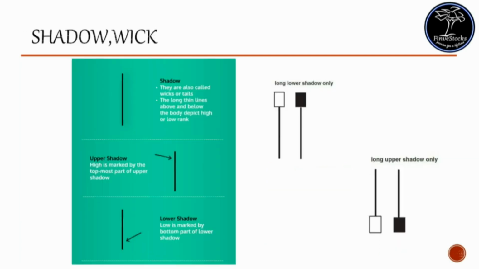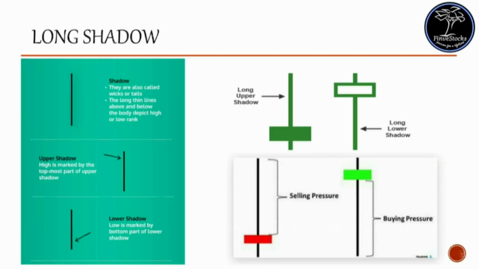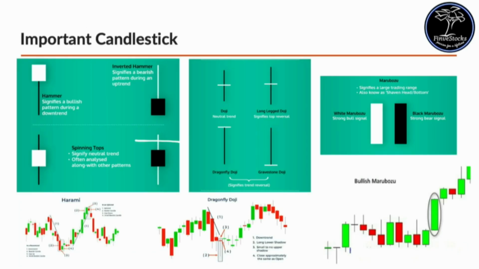Shadow or wick. The long thin line above and below the body is called shadow or wick. So in this chart we can see the high, close, open, low of a particular candle. Body is the hollow or filled portion of the candlestick. Shadow is generally called wick or tail. The long thin lines above and below the body represent the high or low range. Upper shadow: high is marked by the topmost point of the upper shadow. Lower shadow: low is marked by the lower part of the lower shadow.